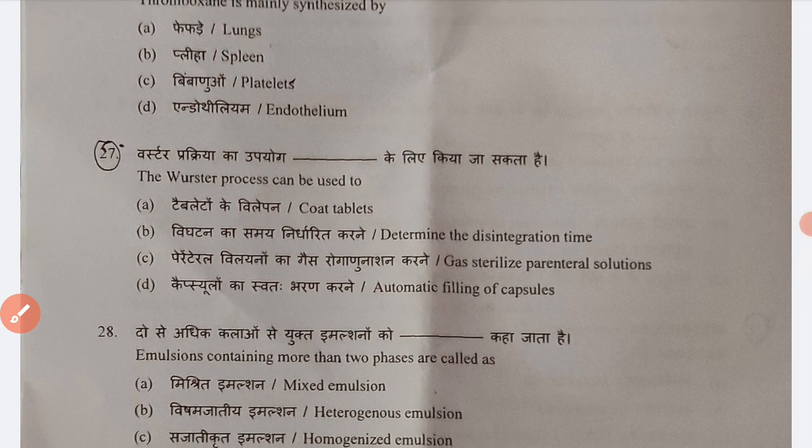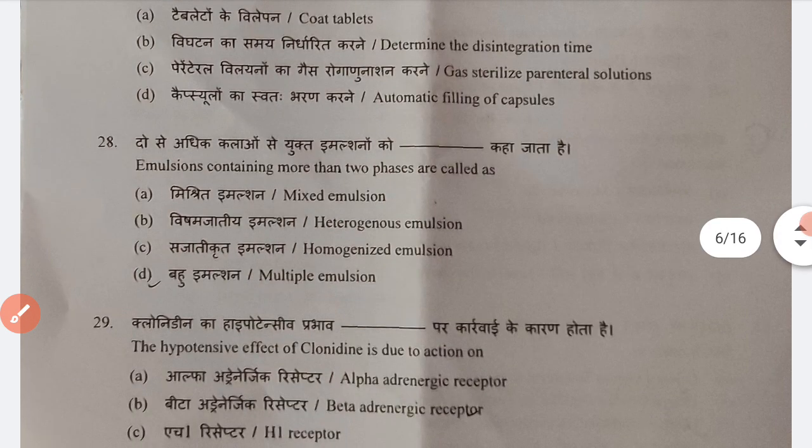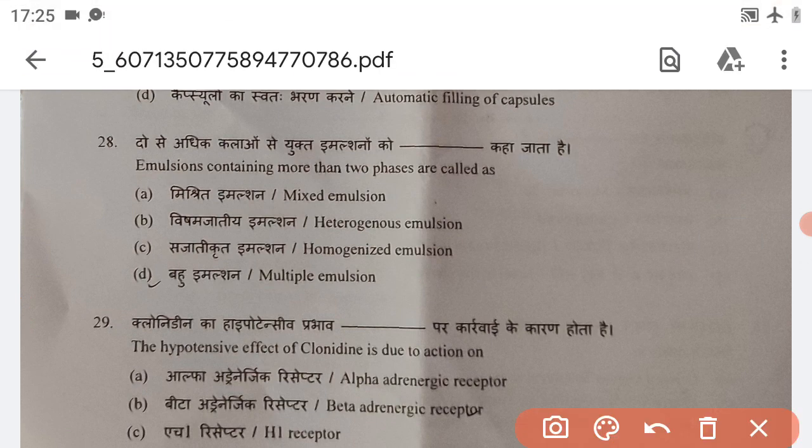The Wurster process is used for tablet coating. Next, an emulsion containing more than two phases is a multiple emulsion. So the right answer is multiple emulsion, option D.